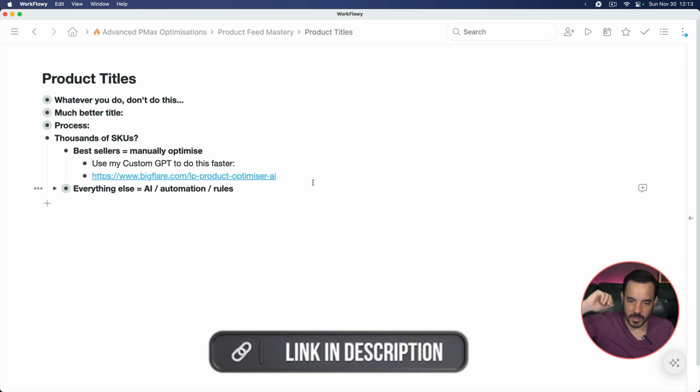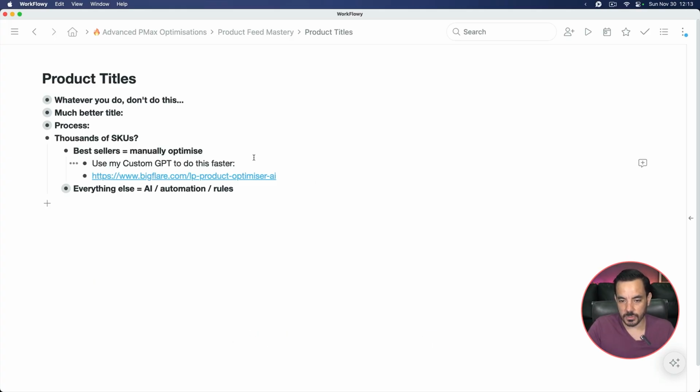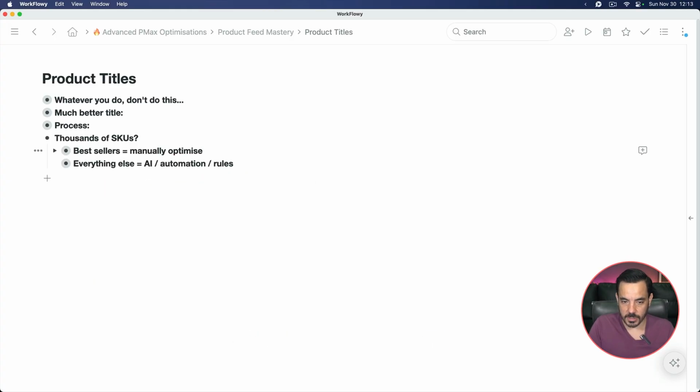I do have a custom GPT that helps you manually optimize your top selling product titles. And I recommend you do that manually for your top selling products if you've got thousands of SKUs. And then for everything else, if you've got thousands of SKUs, it's maybe not realistic to think that you can manually optimize all of them. So then what you do is use a bit of AI automation rules or a good tool to help you automatically optimize the rest of your product SKUs.